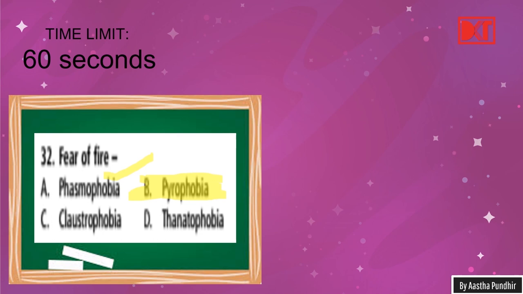Then we have claustrophobia. Claustrophobia is the fear of enclosed spaces, pretty common. Like people get this fear from going into lifts, etc. Enclosed spaces, that's claustrophobia. Then thanatophobia is actually the fear of death, the fear of dying, sort of death anxiety. Alright, thanatophobia. Alright, so with this we finish off our questions on one word substitution.